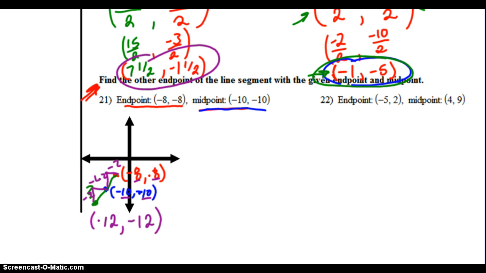Pause the video here and see if you can figure out, given this endpoint and this midpoint, where the other endpoint has to be. Pause the video now.